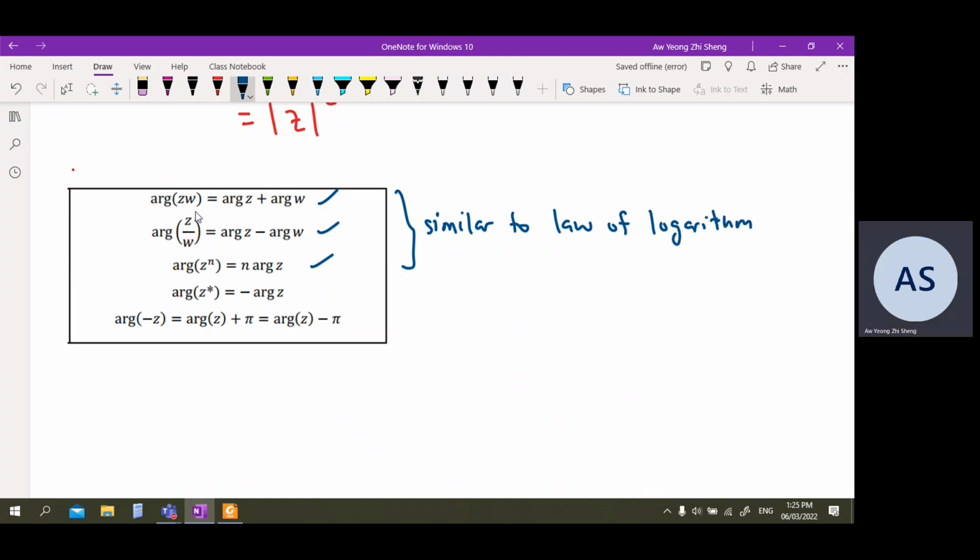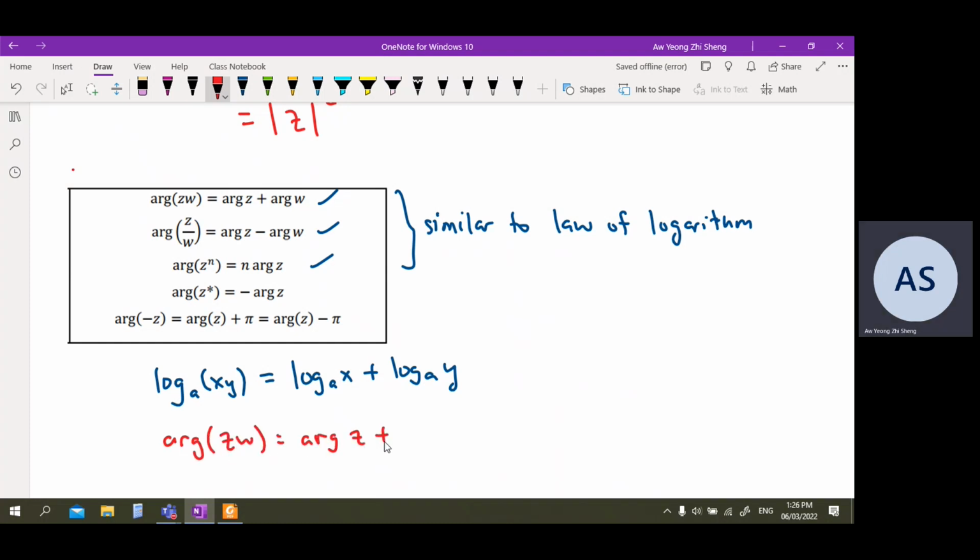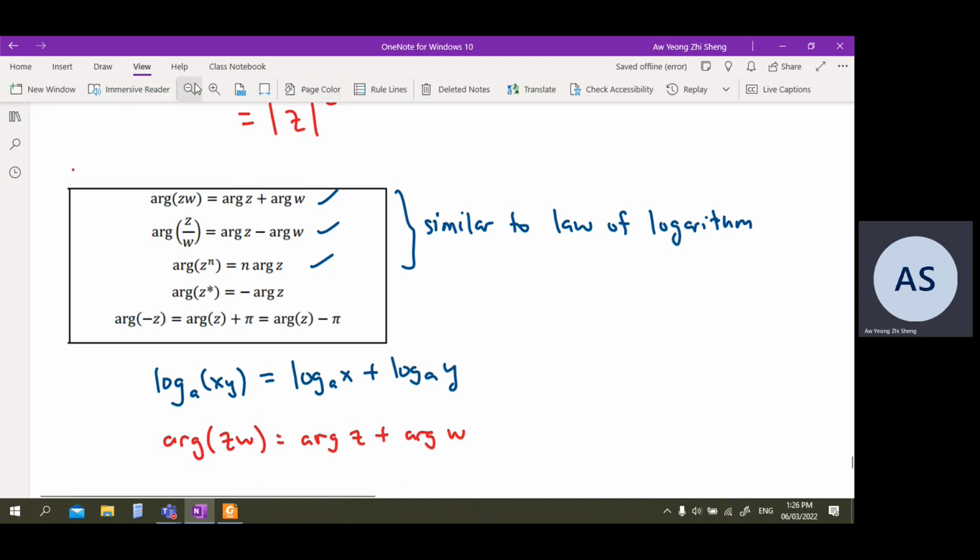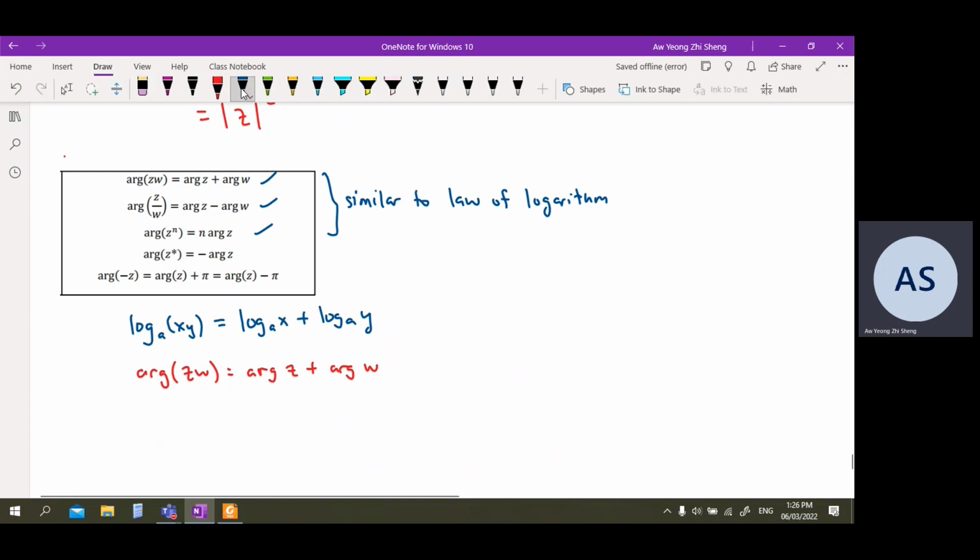And so it's telling us that argument of z times w. Just to show you how similar they are, if you have log base a of xy, it's the same as log base a of x plus log base a of y. And here, argument of zw is the same as argument of z plus argument of w. Okay, so you can see how similar this property of argument is with the property of logarithm. Right, so this helps us to memorize the property of argument.